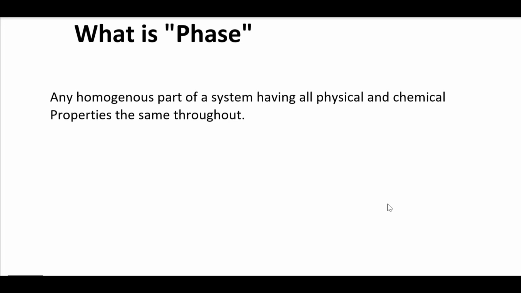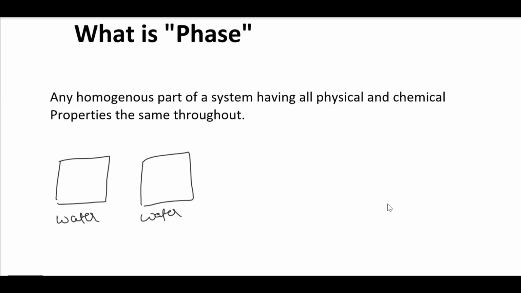What is a phase? Any homogeneous part of a system having all physical and chemical properties same throughout is called a phase. Consider three containers containing water, and ice, and water, ice, and water vapor.